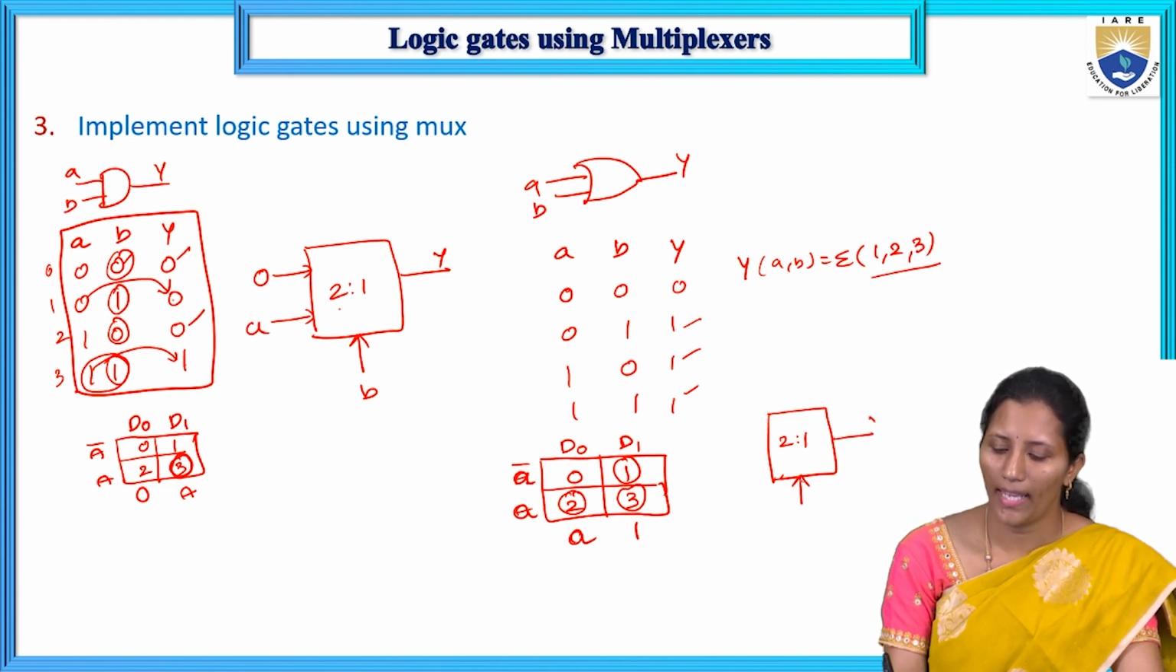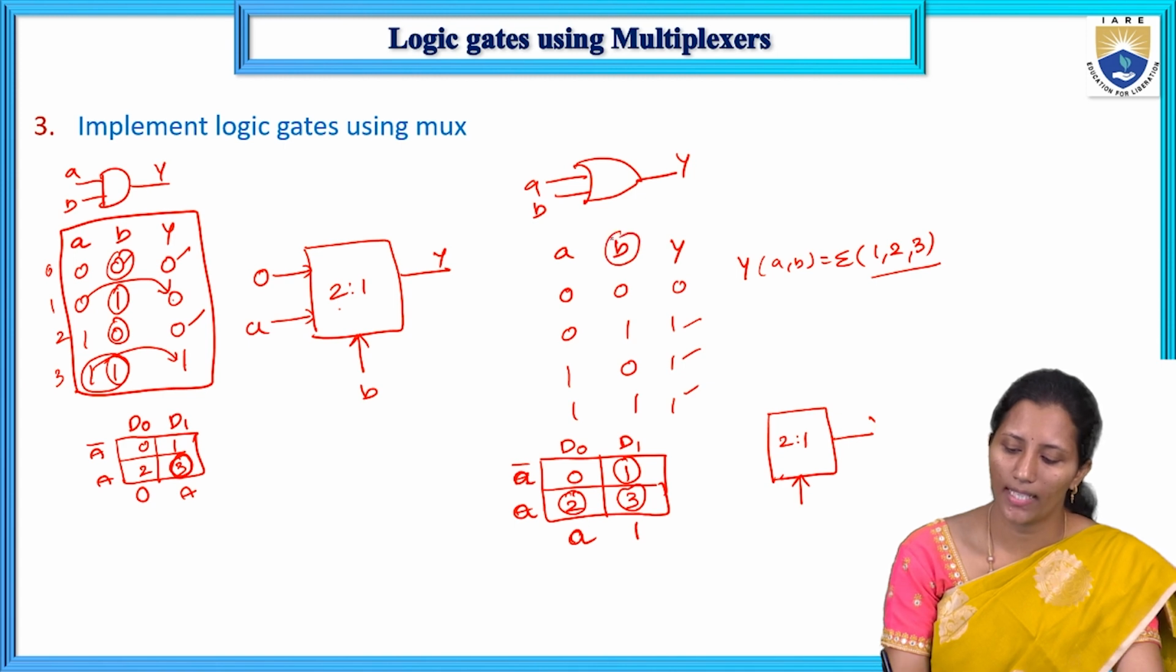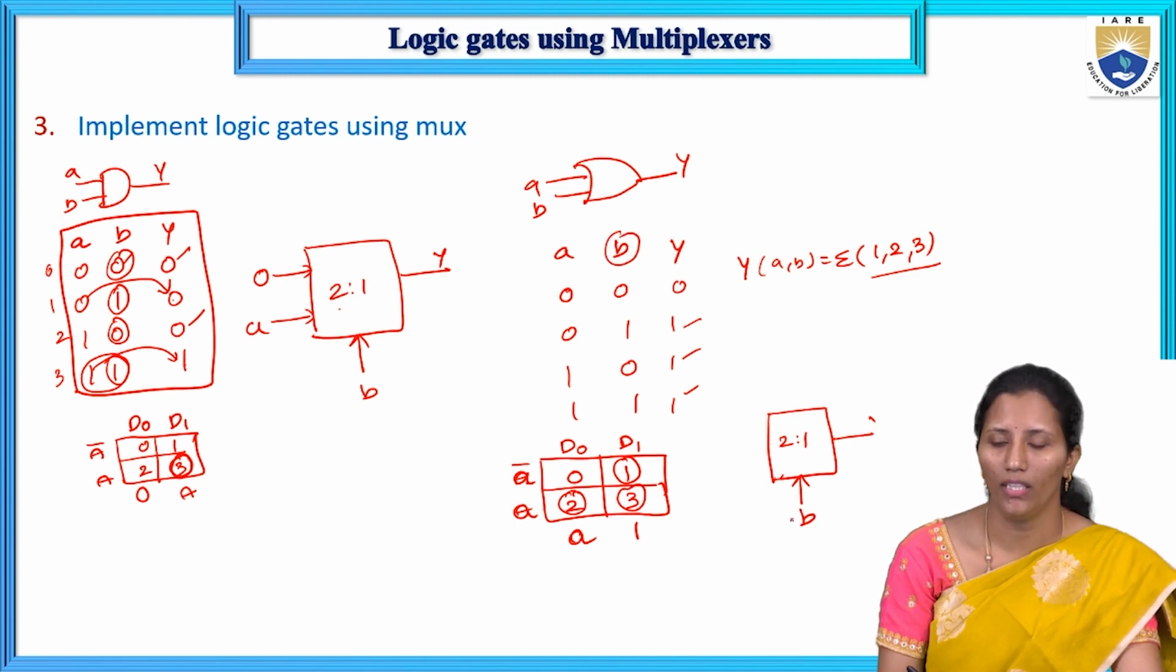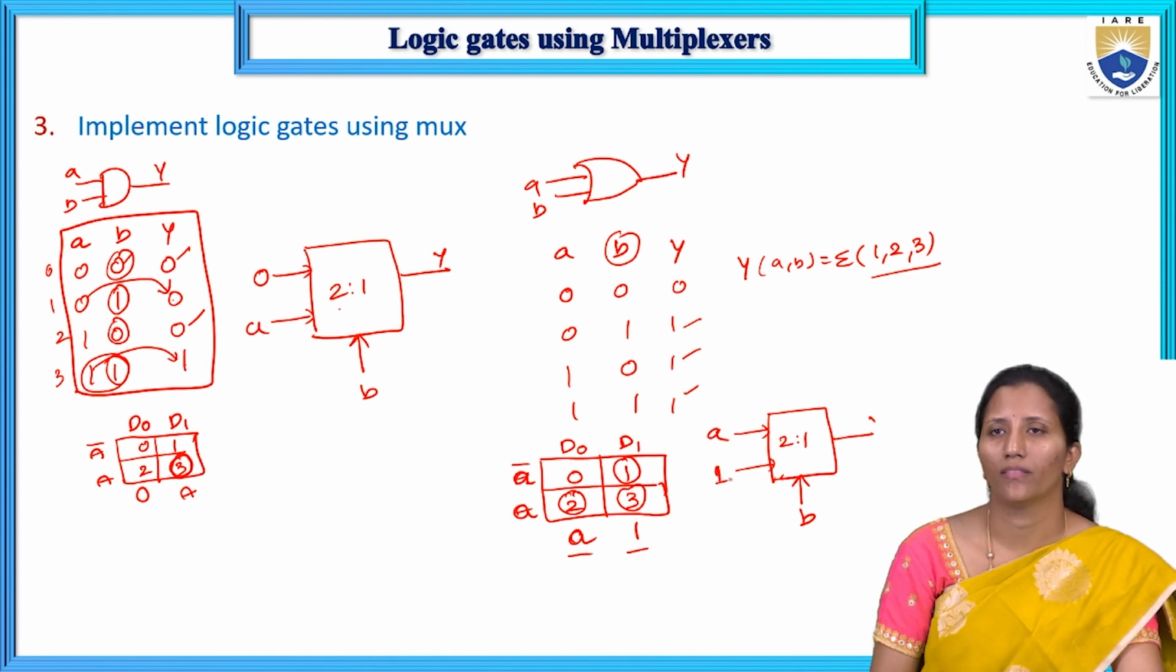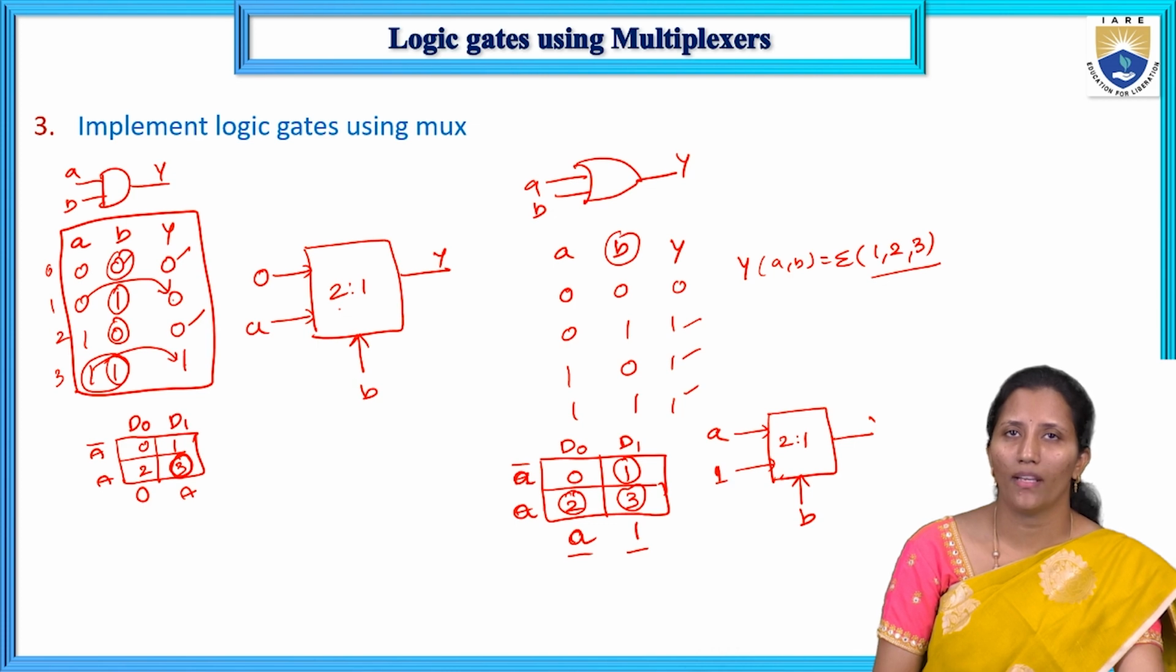In A comma B, we take the second one as the selection line B, and the 2 inputs by using the implementation table are A and 1. So this is the implementation of a logic gate by using a multiplexer.